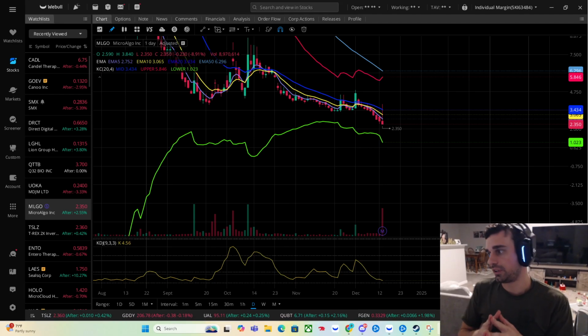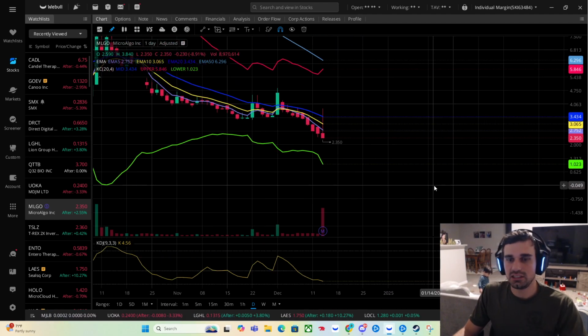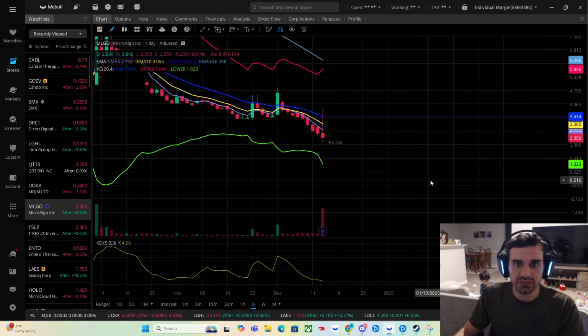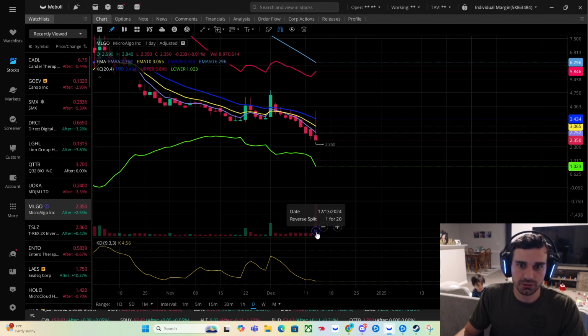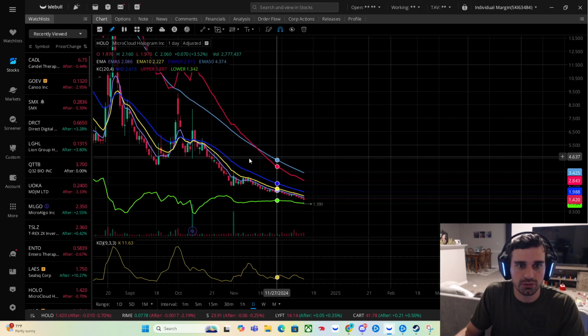Okay, I just want to make a quick analysis on MLGO, as this is looking not exactly, but very similar to what Hollow did. You had this reverse split. This is a 1 for 20. It's not that big of a reverse split, but let's look at Hollow real quick.